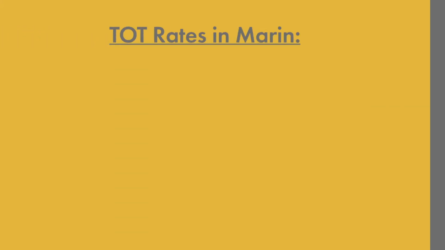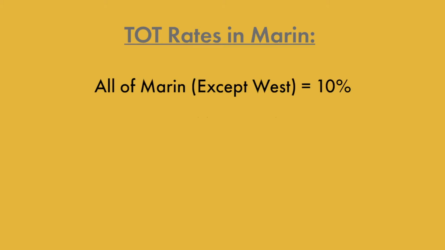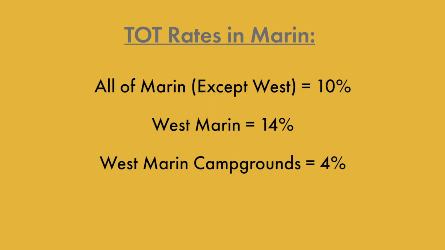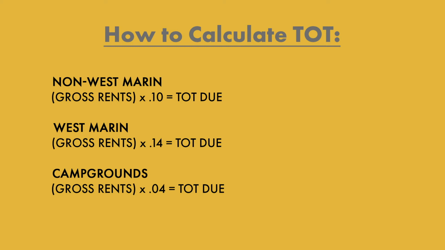Unincorporated Marin County has 3 transient occupancy tax rates based on tax rate area. All areas except for West Marin will have a transient occupancy tax rate of 10%. Rentals in West Marin will have the transient occupancy tax of 14%. However, if the rental is a campground in West Marin, the tax rate will be 4%. To calculate your tax amount, multiply your total monthly gross rent earnings with the formula on the screen. This will give you the total transient occupancy tax amount due.